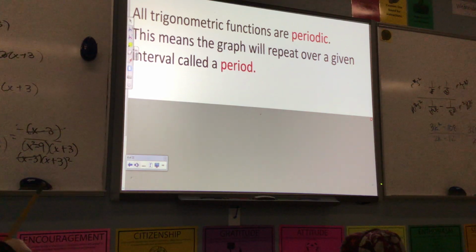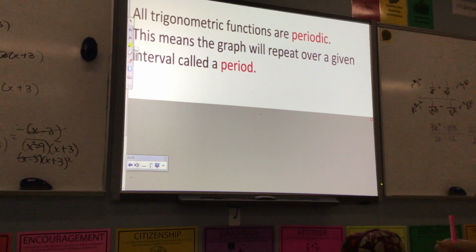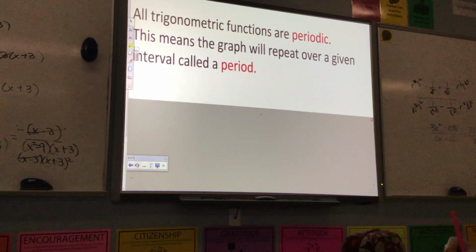all trig functions are what we call periodic functions. And what that means for you is that your function is just going to keep repeating itself over and over and over forever and ever. What that means for us is we are only going to graph one period, because if we can graph a period of the function, then we know what is going to happen forever and ever and ever.